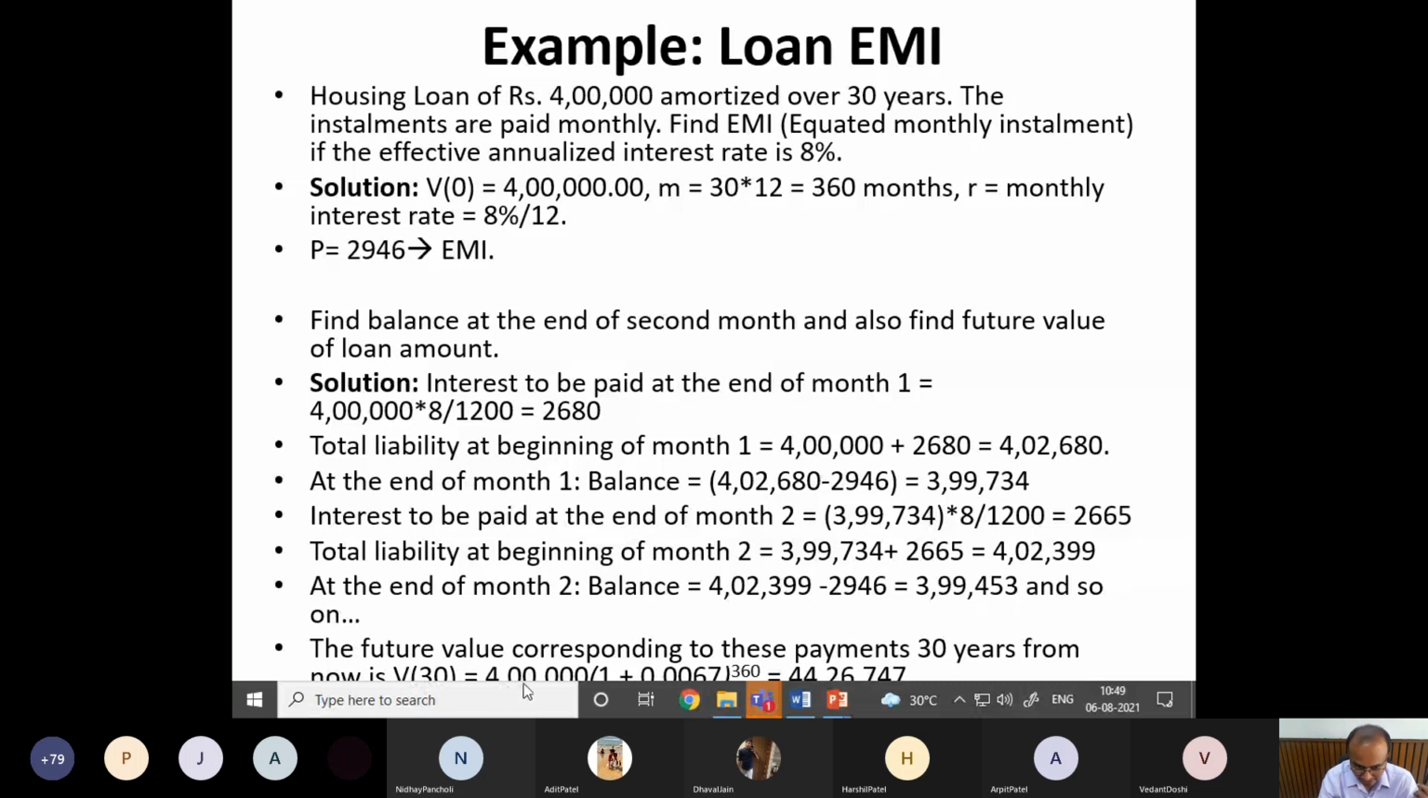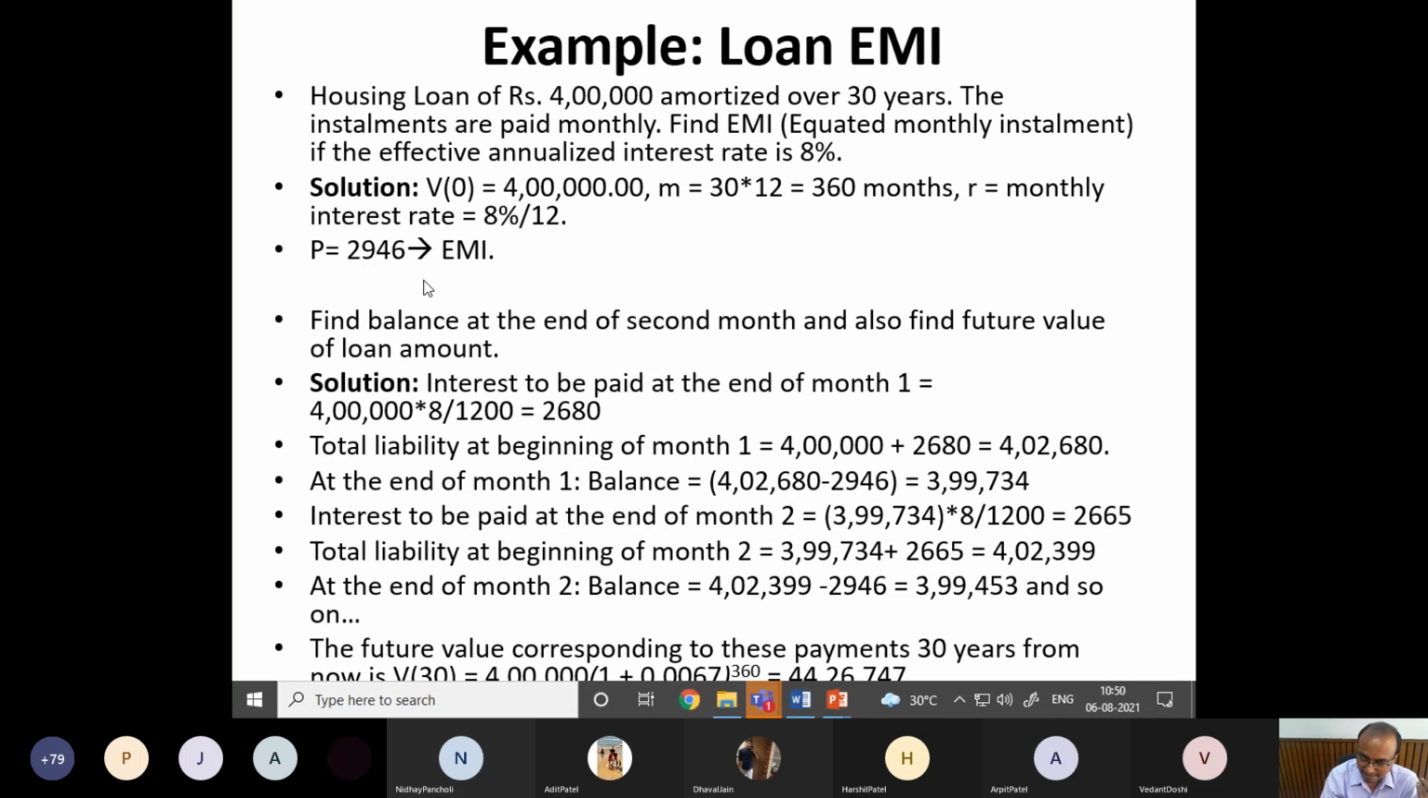Simple. V of 30 is 4 lakh, which I am presently receiving, into 1 plus the interest rate R, which is the monthly interest, 8% divided by 12, converted into a fraction by dividing by 100. So it is 0.0067 raised to how much? 360, because I have paid for how many periods? 360. So it is 1 plus R raised to the number of periods, right? So you can see it is 4 lakh into 1 plus 0.0067 raised to 360, and you will be surprised, it will come to 44 lakhs 26,747.